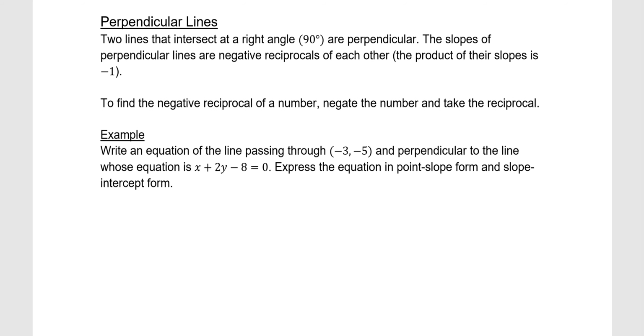Now for perpendicular lines. So two lines that intersect at a right angle or a 90-degree angle are perpendicular lines. The slopes of perpendicular lines are negative reciprocals of each other. So this means that the product of their slopes is -1. So to find a negative reciprocal, we have to first negate the number and then take the reciprocal, or vice versa. So if the number was negative and we negate it, it becomes positive. If it was positive first, we negate it, it becomes negative.